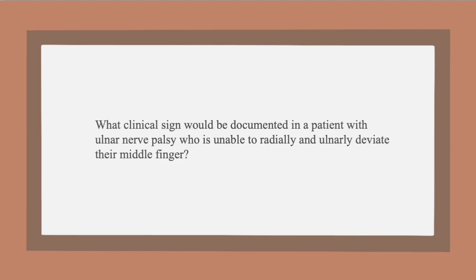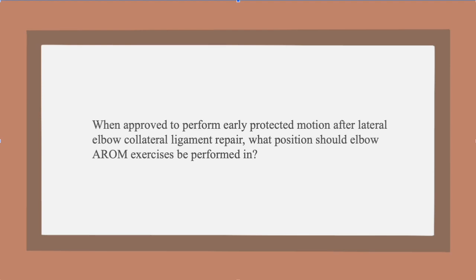What clinical sign is documented for a patient with ulnar nerve palsy who's unable to radially and ulnarly deviate their middle finger? That is the Igawa sign. When approved to perform early protected motion after lateral collateral ligament repair, what position should the elbow active range of motion exercises be performed in? So first of all, we want to probably limit extension initially, oftentimes to 30 degrees, but you have to check with your surgeon. And neutral to pronated forearm position is going to be the safest to protect that lateral collateral ligament repair.